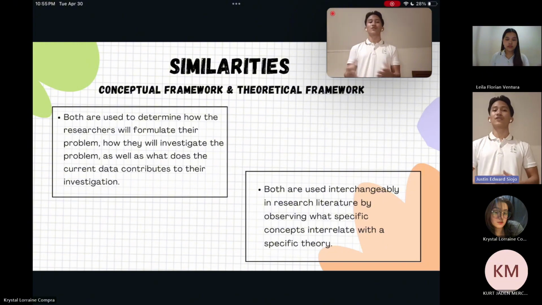Both are also used interchangeably in research literature by observing what specific concepts interrelate with a specific theory. This would mean that these two frameworks are used to give the study more validity, as it uses well known theories as its foundation, as well as how the relationship of their variables and concepts rest upon the aforementioned theories. And this is why they are used interchangeably in research literature. And now we would be explaining our conceptual framework.